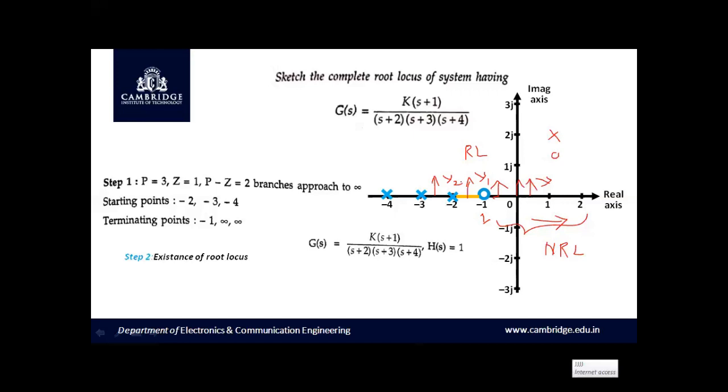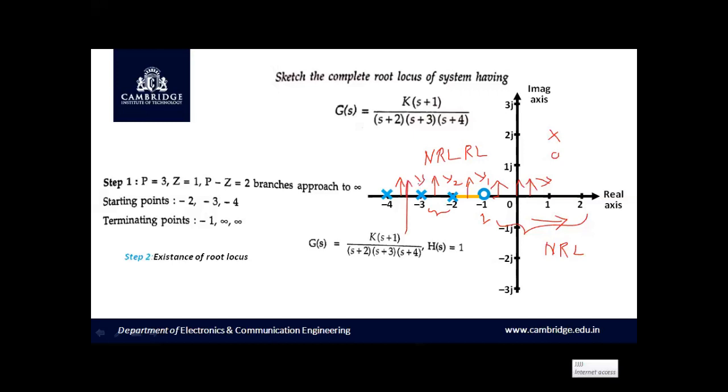Therefore, root locus does not exist in this region towards the left of an even number of poles and zeros. Root locus does not exist. I can write it as NRL. Now let me take a location here, some point I have chosen here in this region.